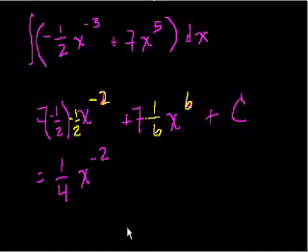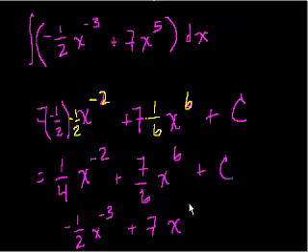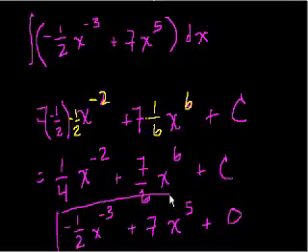As you can tell, this was my main source of missing points on calculus quizzes. 1/4 x to the minus 2 plus 7/6 x to the 6th plus c. There you go. And if you want to take the derivative, minus 2 times 1/4 is minus 2/4, which is minus 1/2 x to the minus 3. And then 6 times 7/6 is 7x, and then you decrease the exponent by 1, x to the 5th, and then the derivative of a constant is 0. And then we get our original expression.